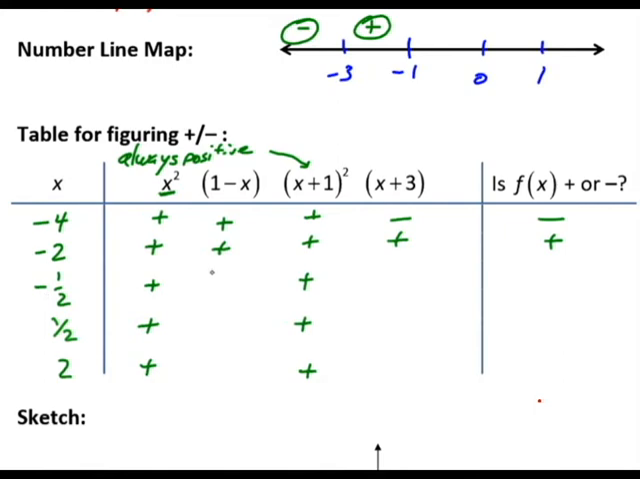1 minus -1/2, still positive. -1/2 plus 3, still positive. We have a positive interval. Notice that fractions don't really complicate things when all we're doing is looking at positive or negative. 1 minus 1/2, clearly positive. 1/2 plus 3, it's something positive. 1 minus 2 is negative. 2 plus 3 is still positive, so we have a negative region at the end.